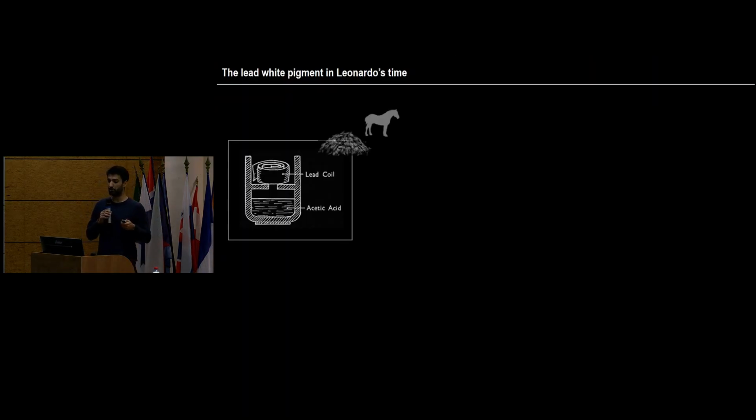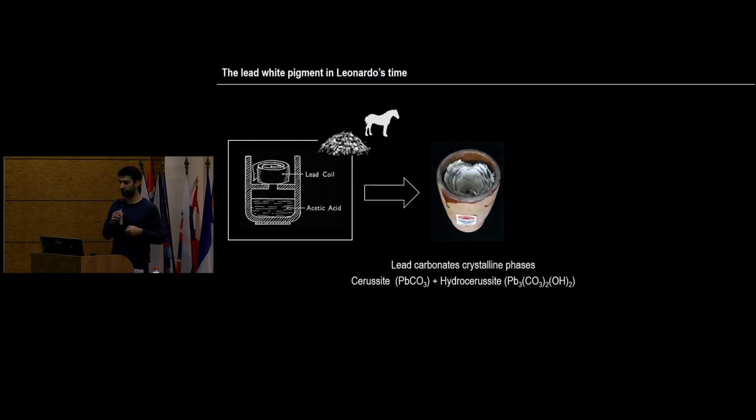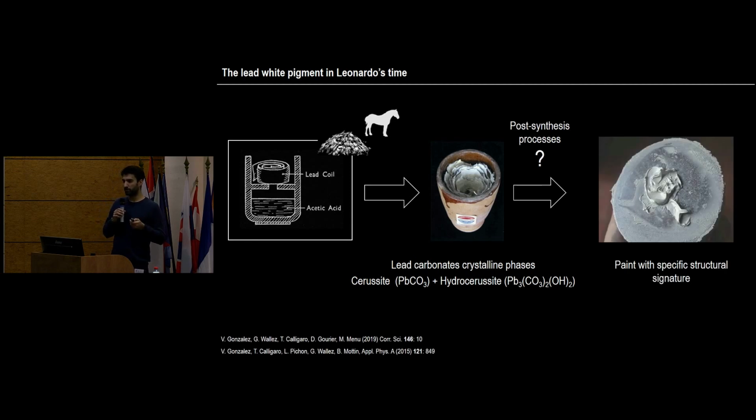As I told you, we know that the lead white pigment in the times of Leonardo was prepared through this corrosion process. But what we are very interested in is those post-synthesis processes. We know that it was very unusual for painters to use the raw material directly in their painting. They were using several post-synthesis processes before accessing, let's say, a pure pigment, or a pigment which was considered as beautiful to paint with. And what we think is that those post-synthesis processes actually have an effect on the structural nature of the paint. So this paint, which was post-processed, has a specific structural signature.